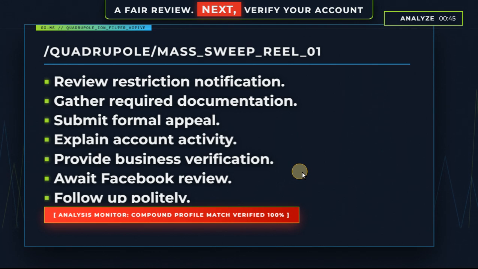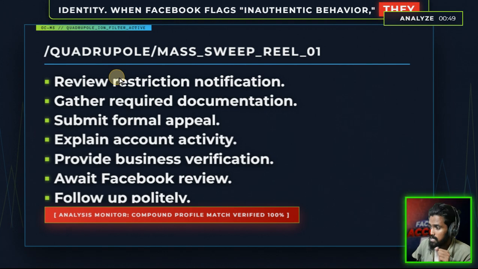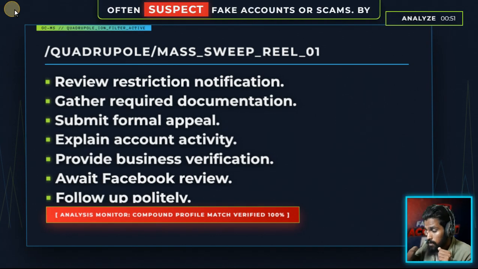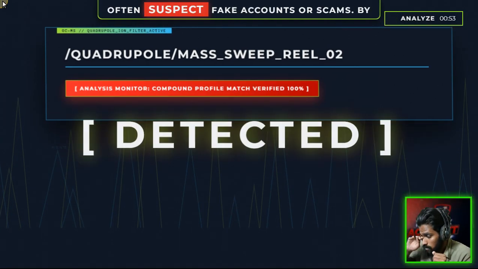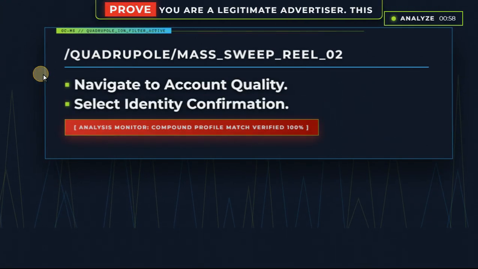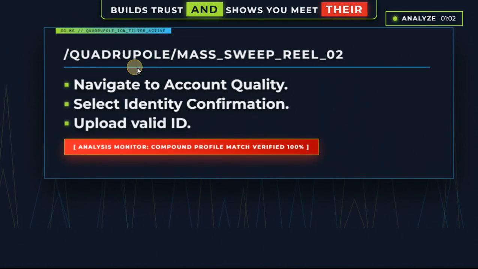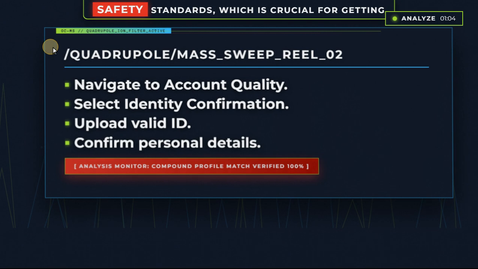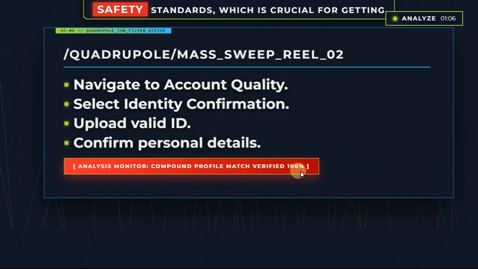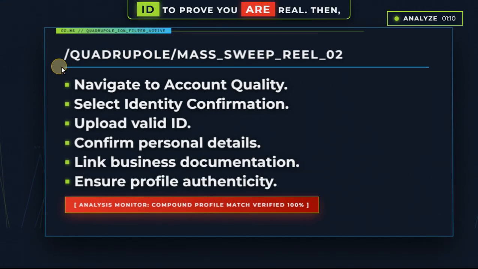Next, verify your account identity. When Facebook flags inauthentic behavior, they often suspect fake accounts or scams. By submitting valid identification and business documents, you prove you are a legitimate advertiser. This builds trust and shows you meet their safety standards, which is crucial for getting your account back. It's like showing your ID to prove you are real.